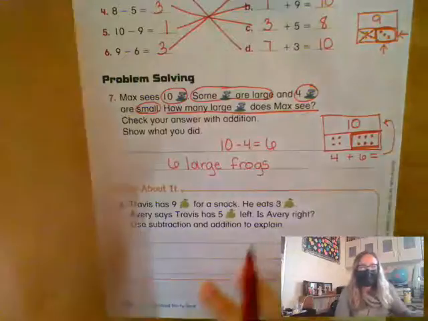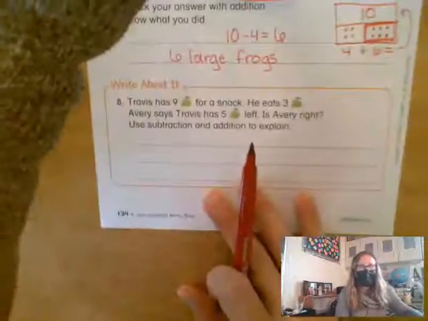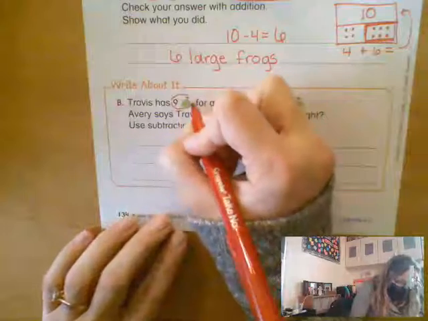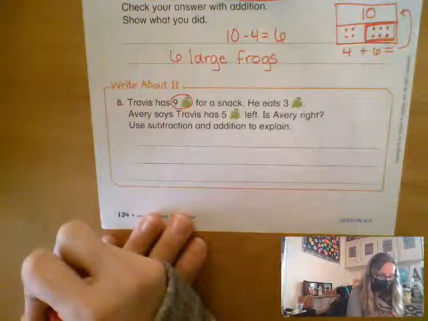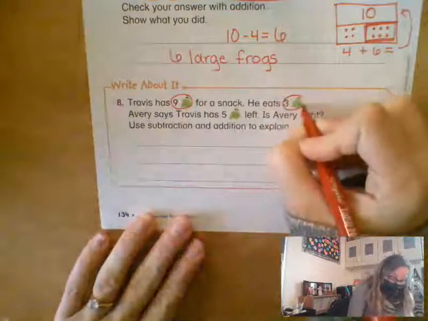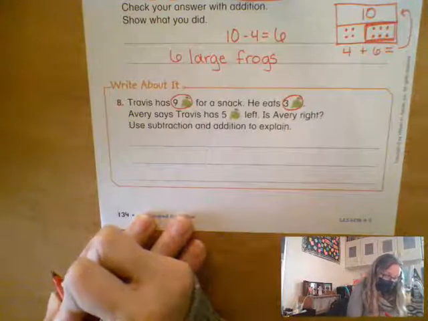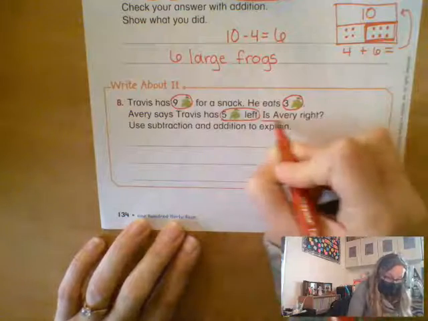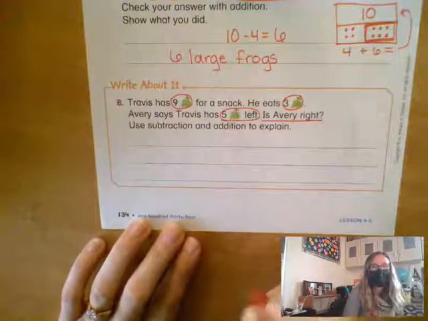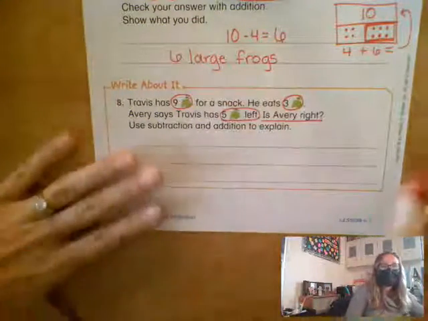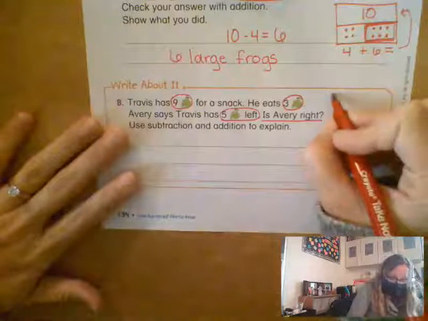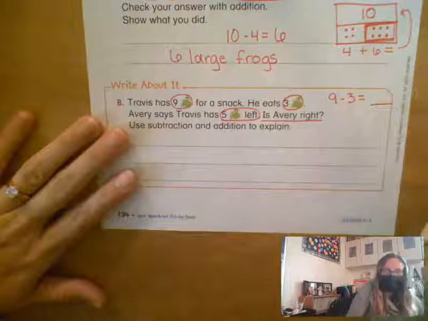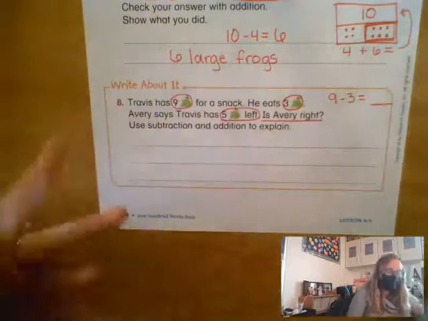Alright, down at the right, it says Travis has 9 grapes for a snack. Circle 9 grapes for a snack. He eats 3 grapes. Avery says Travis has 5 grapes left. Is Avery right? Well, let's see. We're trying to figure out, does 9 grapes take away 3 grapes equal 5? Let's figure it out by adding.